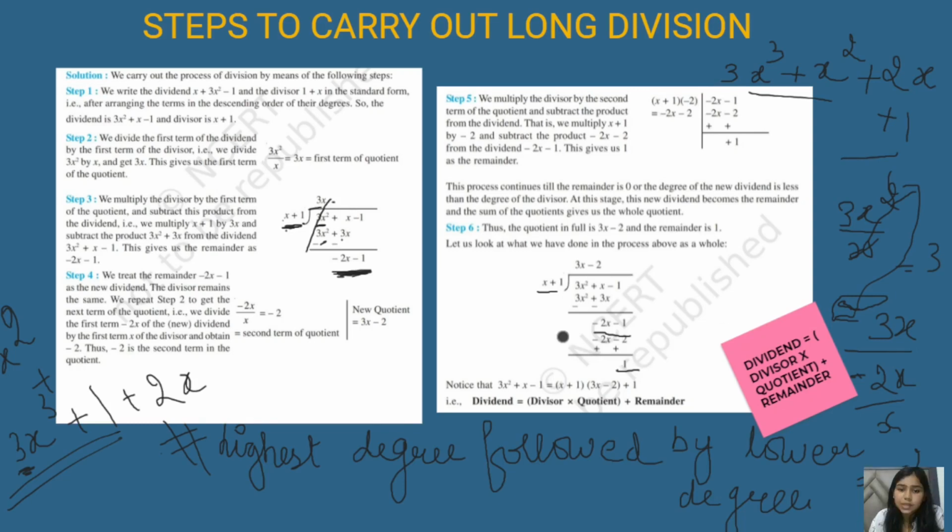So in this particular example, as we have discussed, 3x minus 2 will be the quotient, and 1 will be the remainder. This is a very long procedure to carry out the long division, so for this purpose there is a very small equation which helps in determining this, and this equation is dividend is equal to divisor multiplied by quotient plus remainder.